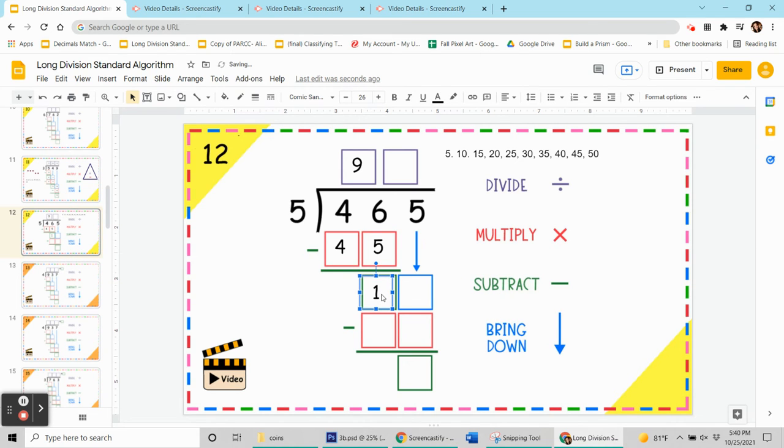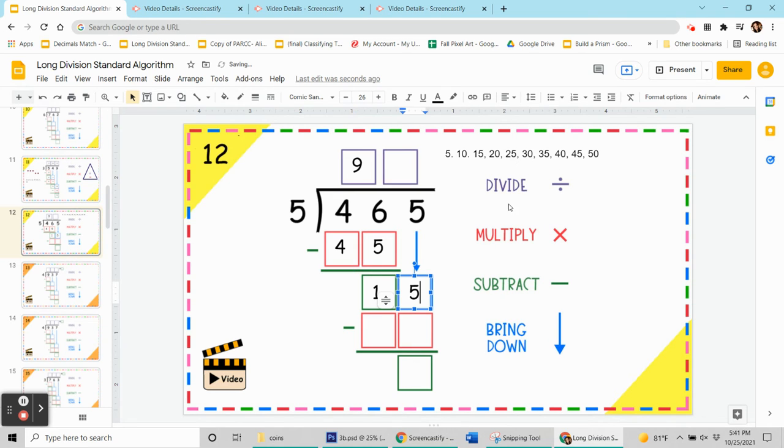That 1 is really small. You can't really work with it, but you do have to keep it. So what we're going to do is just bring down the next digit so you have something to work with. So that's our next step. Bring down. There's only one thing left to bring down because we already used the 4 and the 6. So you're going to bring down the 5. And now we have 15 left over.